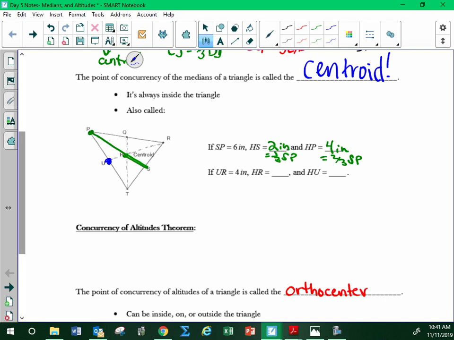It says that the measure from U to R is 4 inches. So if the whole thing is 4 inches here, I want you to real quick talk with your shoulder partner. How much would HR be and HU? HR would be 8 over 3. HU would be 4 over 3.